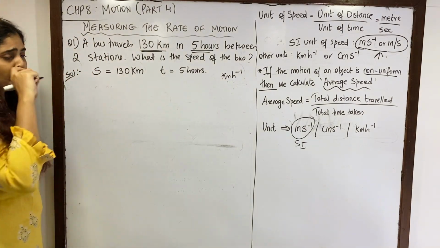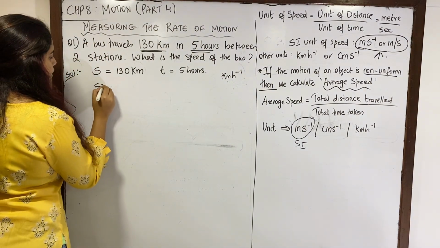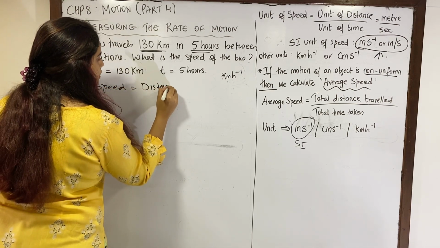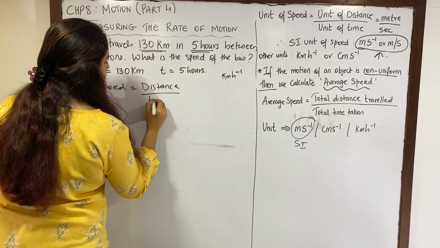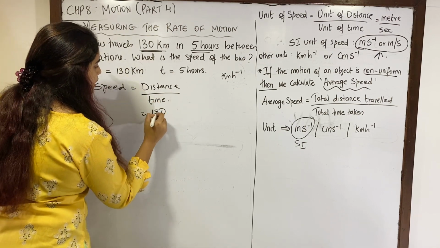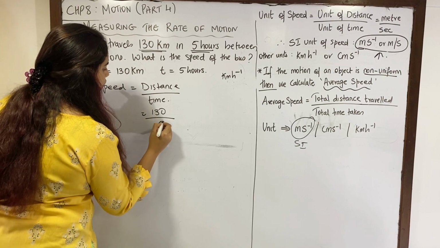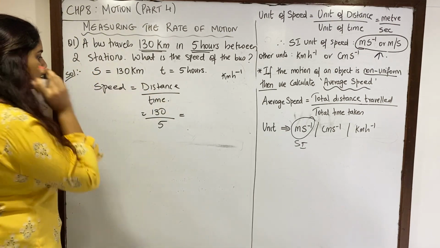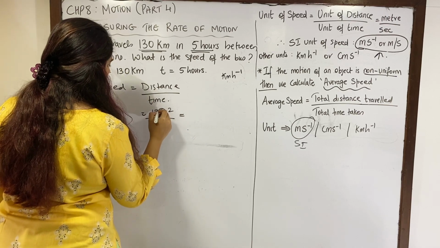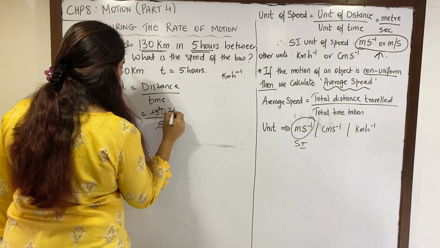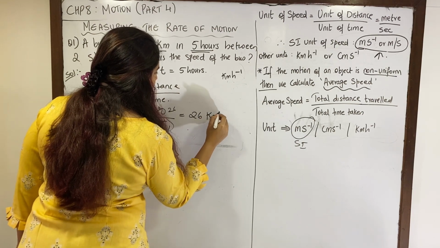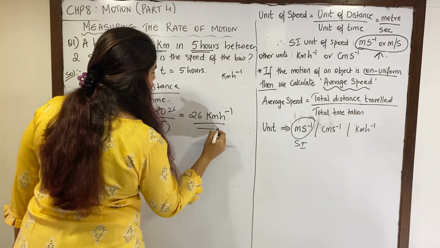Now let us put the formula of speed. We know that speed is equals to distance upon time. And we are given distance is 130 kilometers, time taken is 5 hours. So how much is this? This is going to be 5 ones are 5, twos are 10, and this is 3 and this is 6. So we have the speed, that is 26 kilometers per hour, okay.